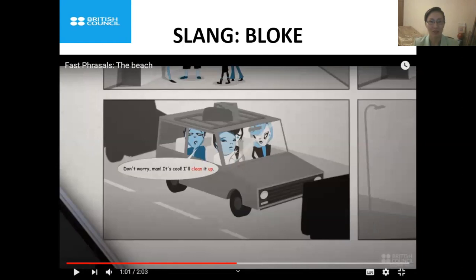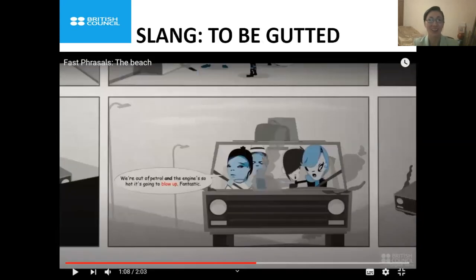Clean something up, to clear. And what word can we substitute by the slang "bloke"? Man, right? To be gutted. Exactly, the word "fantastic" means to be gutted. Here, the word is used in a connotative meaning, not according to the dictionary, right? Here we have "fantastic", okay.